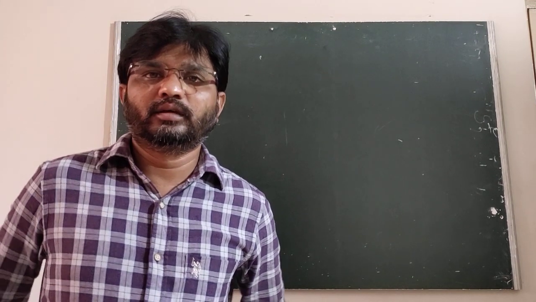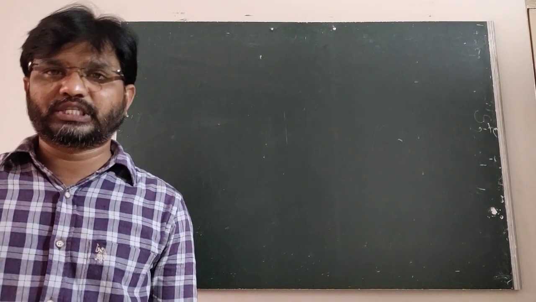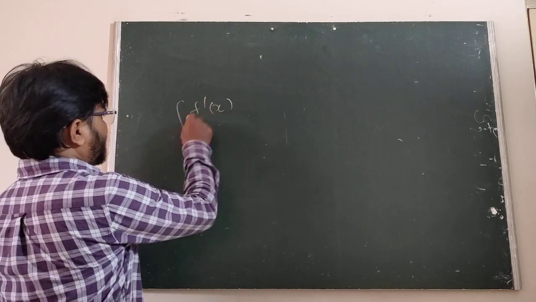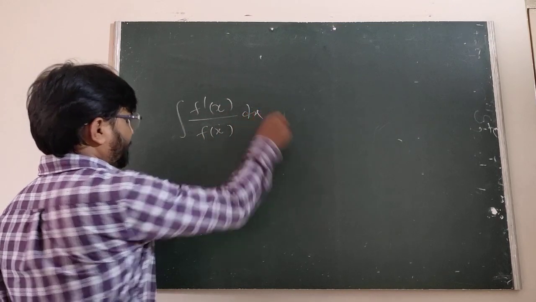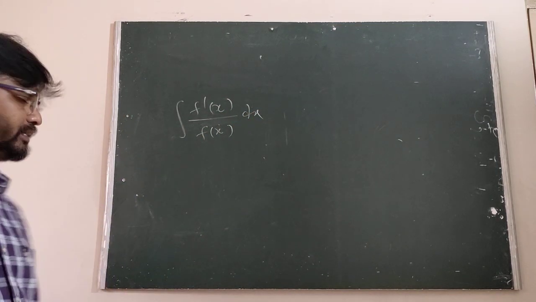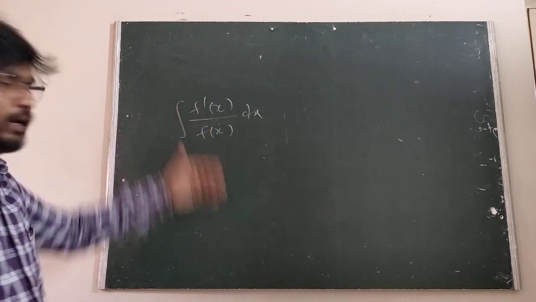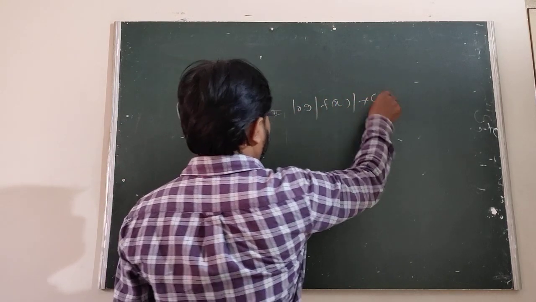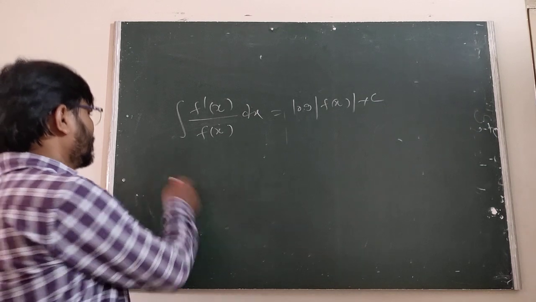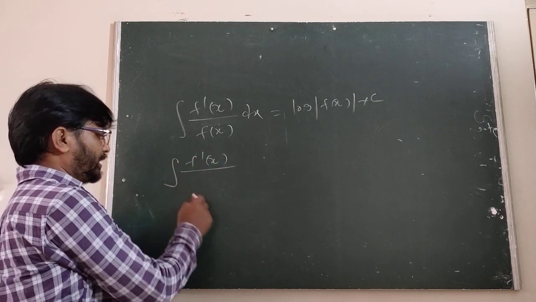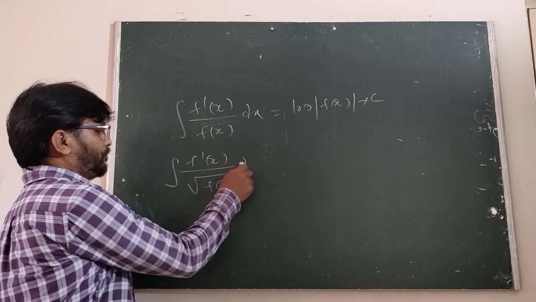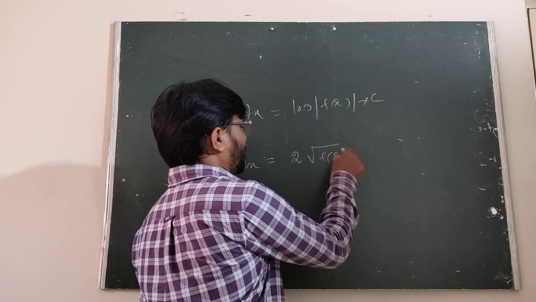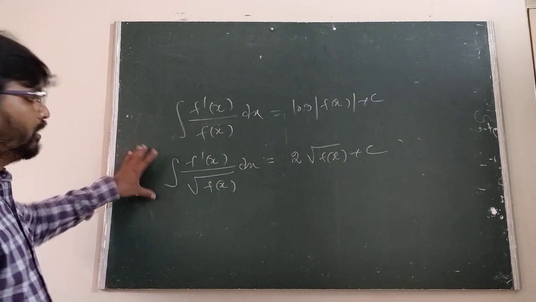Hi everyone. Yesterday we already discussed some standard integrals. The first one of them, the integral of f dash of x upon f of x dx, is the log mod of f of x plus c. After that, the integral of f dash of x by root of f of x dx is 2 into root of f of x plus c. These two are very important.